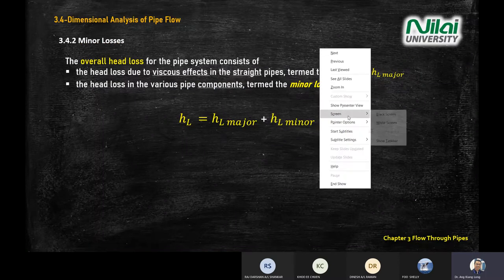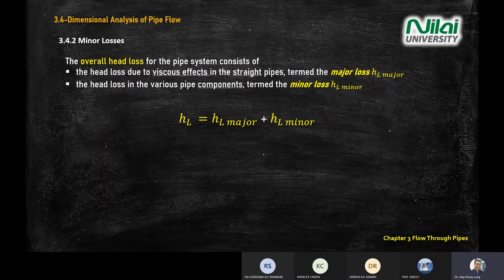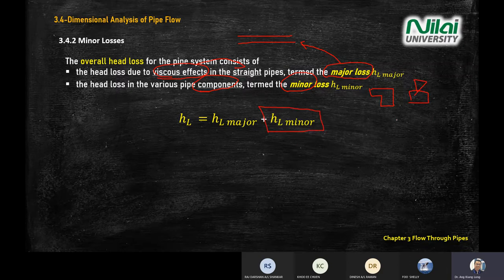Okay, just a recap. What is major loss? What is minor loss? Major loss is due to the viscous effect and is linked with the straight pipe. Okay, the first one, major loss. The second one is due to components. Component means the elbow, the valve, and so on. Okay, so in this second section, we're going to focus on minor loss.